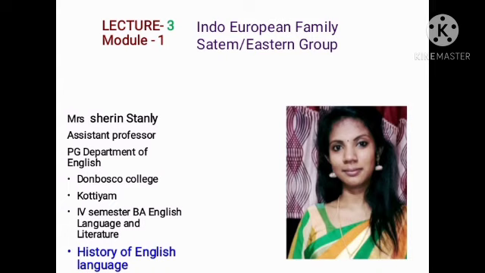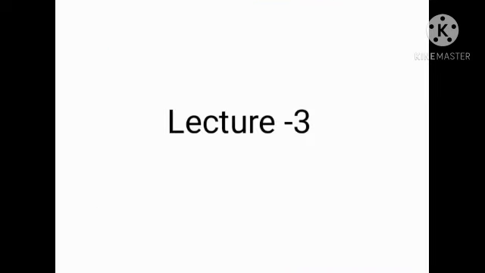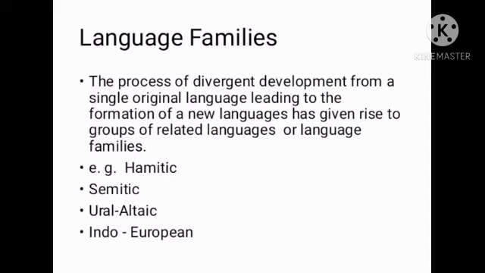This is the third lecture of the paper History of English Language, Semester 4. Lecture 3 discusses topics such as language families, Indo-European family, and Eastern group of the Indo-European family. In the last two lectures, we discussed human language and its characteristics, and then we compared animal communication and human communication system. In this lecture, firstly we discuss the topic language families.